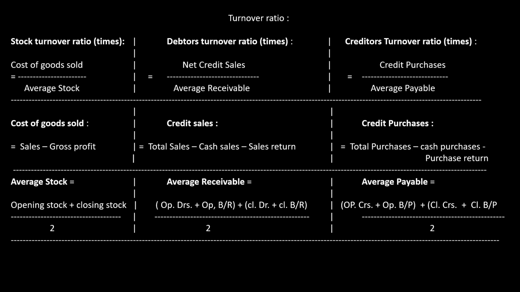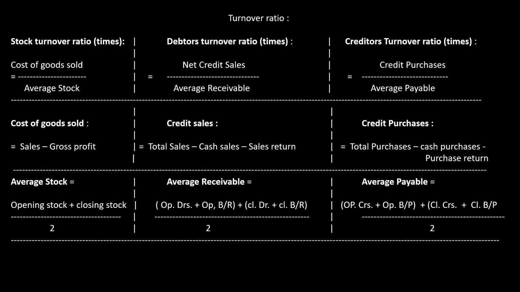The same way, how will you find the average stock? The formula for average stock will be opening stock plus closing stock divided by 2. The same way, average receivable. Opening debtors, opening BR, plus closing debtors, closing BR, the whole divided by 2. That is the formula for average receivable. Then the formula for average payable: opening creditors plus opening bills payable, closing creditors plus closing bills payable, whole divided by 2.